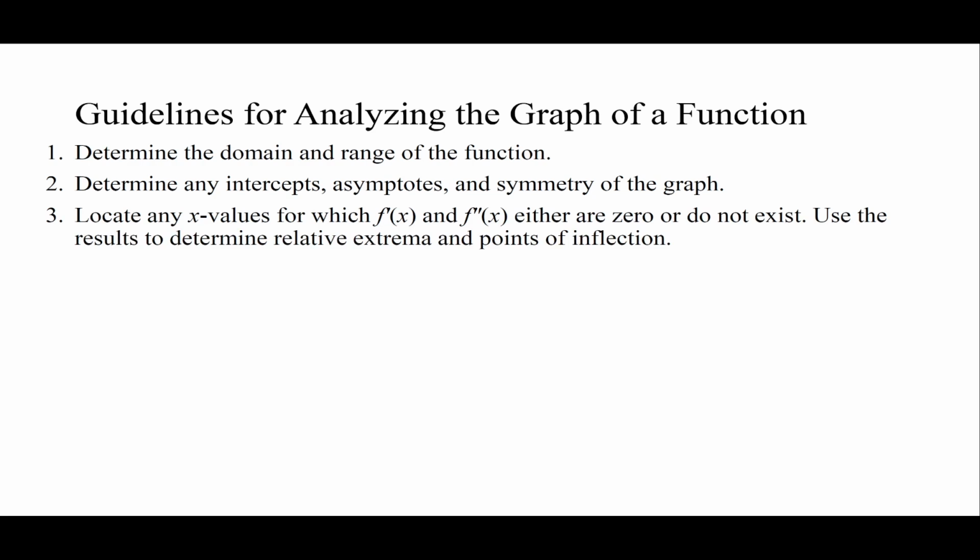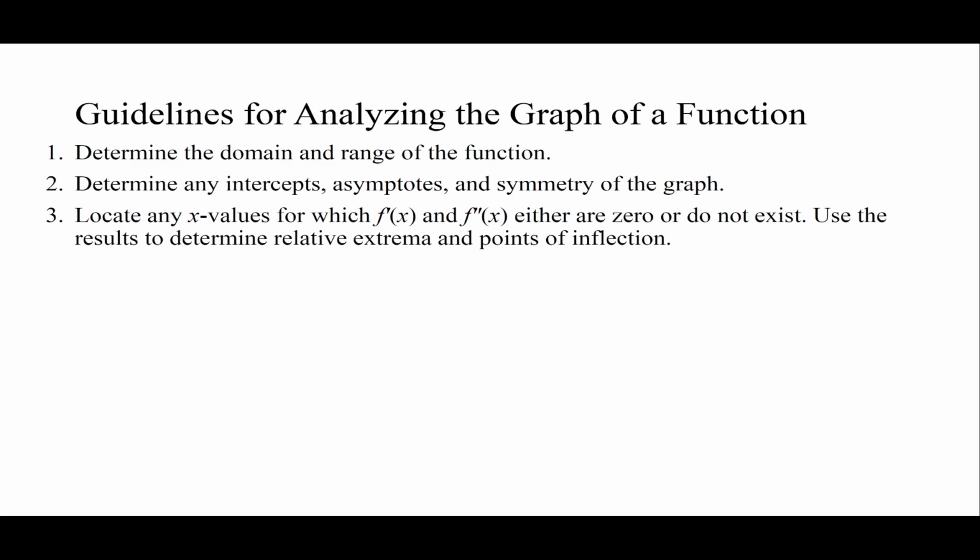Second, after finding the domain, find the intercepts and asymptotes, like horizontal asymptotes and vertical asymptotes. Later in the section, we're going to talk about how to find the slant asymptote as well. And then also symmetry of the graph. That will also save our time while sketching the graph.